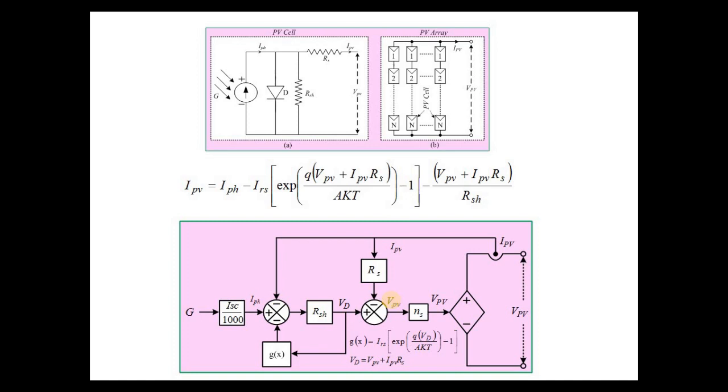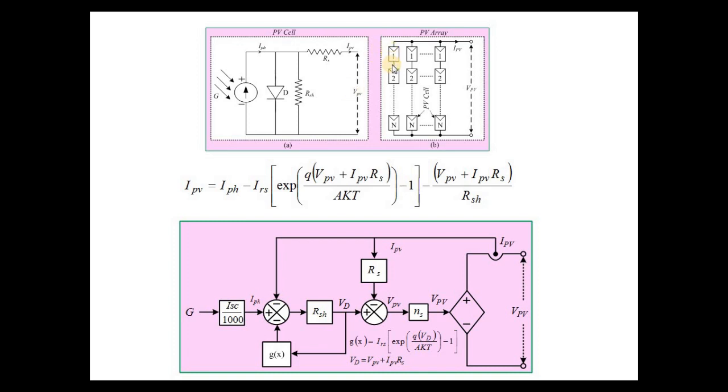Those modelings I will explain in some other video, but for now think that there is no effect of temperature on these models. So once I get the VD, I can subtract the drop across this series resistance, and then I can get the VPV. So VD minus IPV times RS gives the VPV. This VPV is per cell.